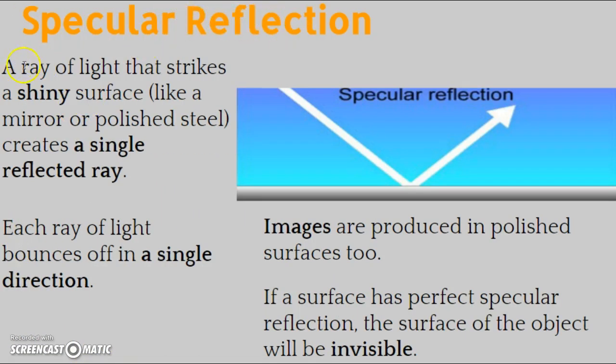Specular reflection. A ray of light that strikes a shiny object, like a mirror or polished steel, creates a single reflected ray. And this is what we're seeing in this picture here. Each ray of light bounces off in a single direction. Images are produced in polished surfaces too, so it's not just mirrors that we're looking at. If a surface has a perfect specular reflection, the surface of the object will be invisible. In other words, we wouldn't be able to see its surface itself.